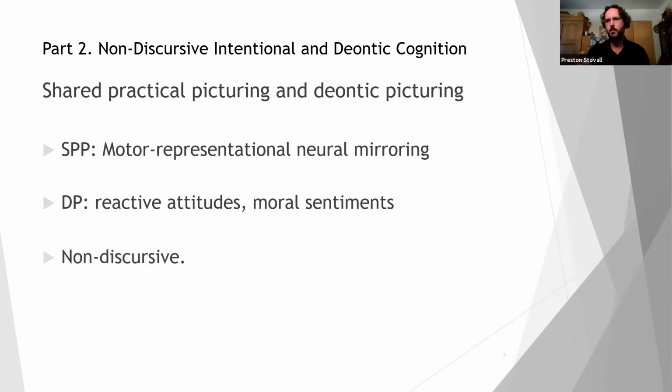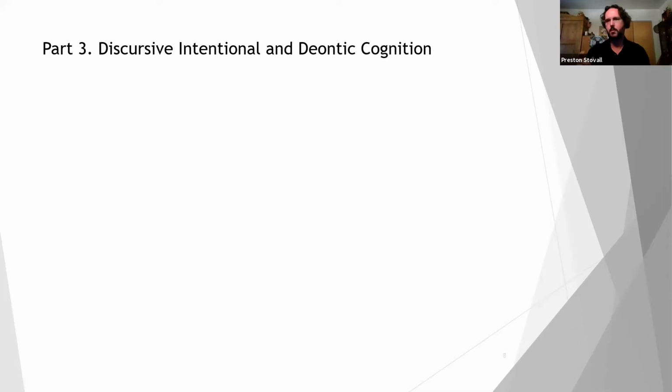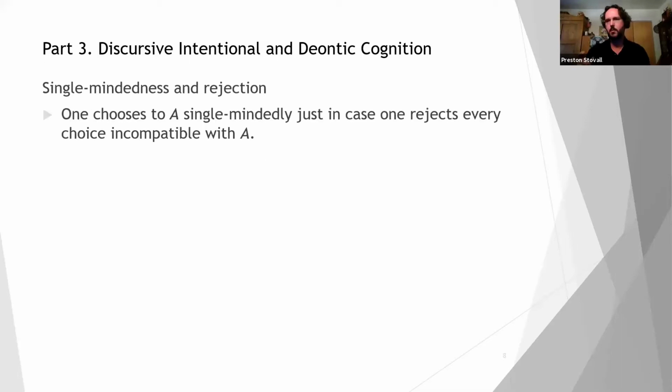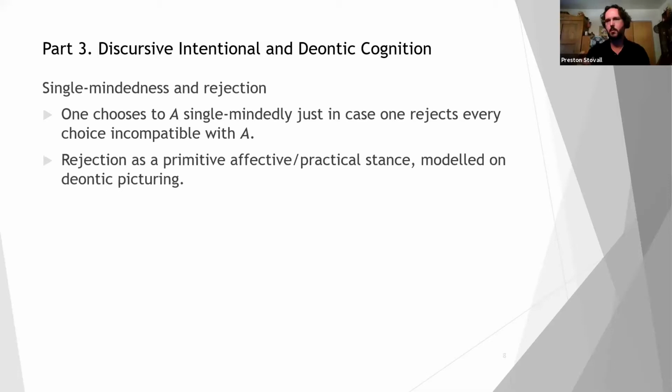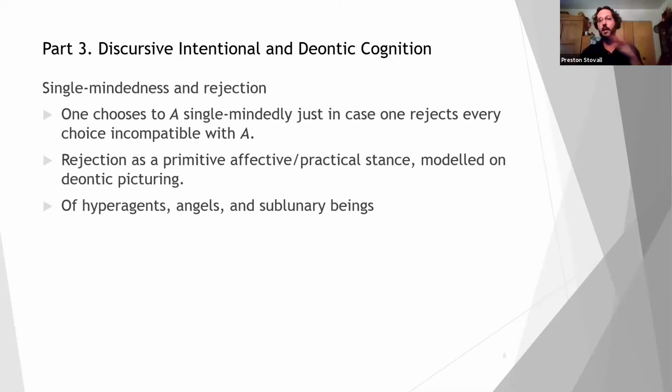So the discursive account is going to be founded on this notion of single-mindedness and rejection. So here's the idea. One chooses to do something single-mindedly just in case one rejects every choice incompatible with that choice. And so rejection is a primitive affective practical stance modeled on deontic picturing. Now there's no supposition that one ever entertains an attitude of rejection toward everything incompatible with what one does. If negation's on the scene, that's actually kind of tricky, because you can just say, well, I reject not doing it. But in the absence of negation, there's no supposition that maybe Kant was someone who was in a mental state that involved rejecting everything incompatible with what he's decided he ought to do.